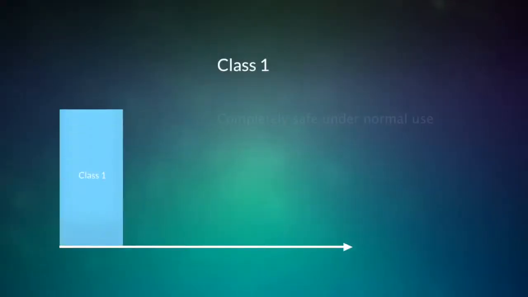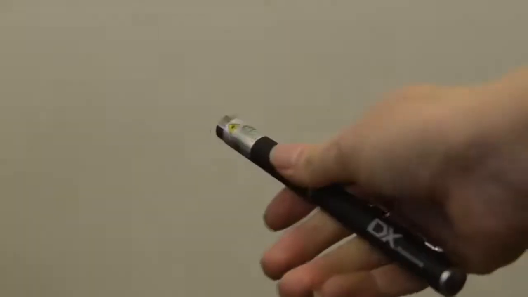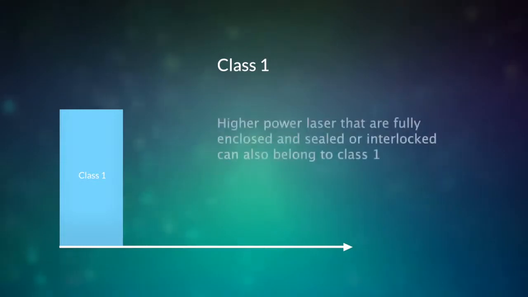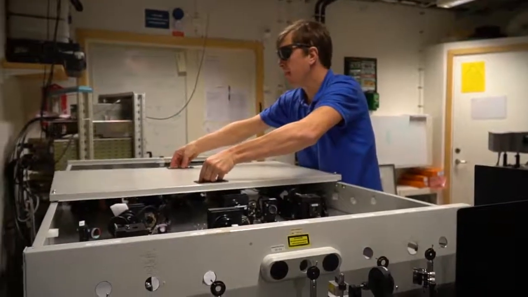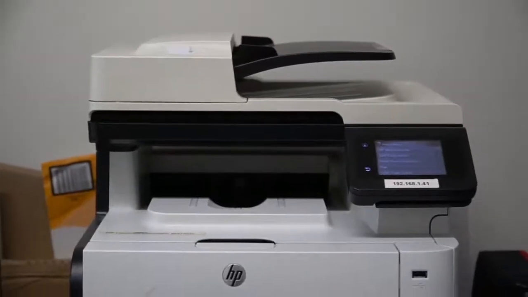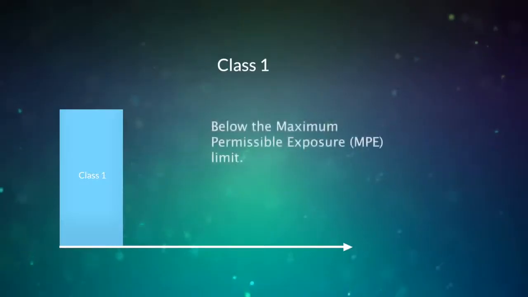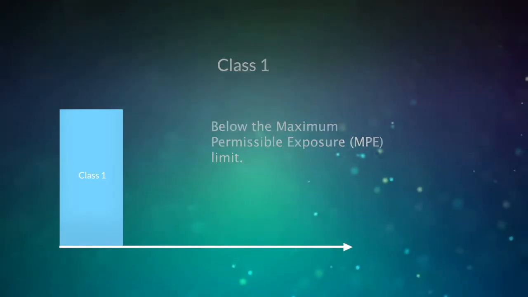Class 1 lasers are completely safe when operated under normal use and have an output power of less than 0.4 milliwatts. This class of laser includes toys and many laser pointers. However, lasers with higher power can also belong to this class, provided that they are fully enclosed and sealed or interlocked to prevent any dangerous beams from escaping. Examples include DVD players and printers. For Class 1 lasers, if viewed with the naked eye, the output of the system is below the maximum permissible exposure, or MPE limit, making them safe to use without protection.